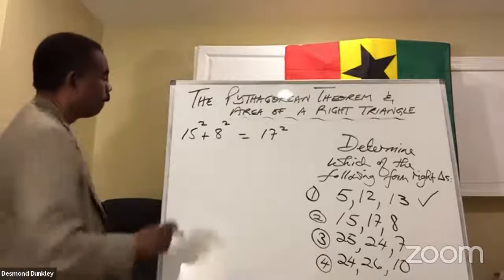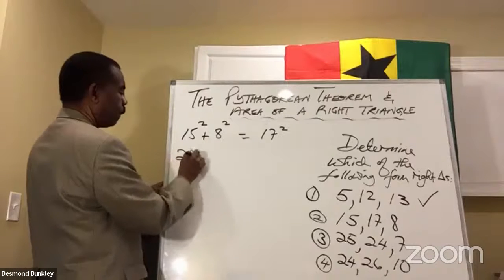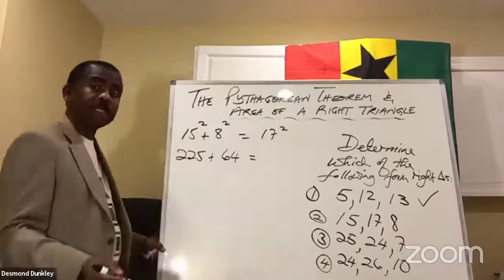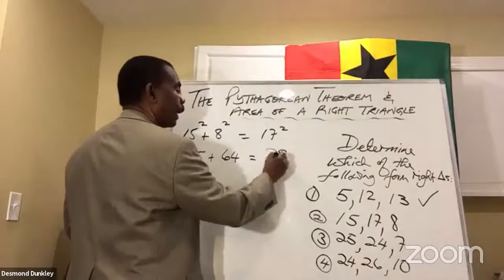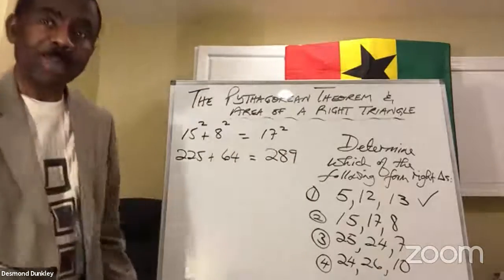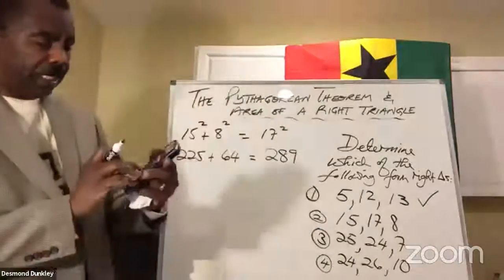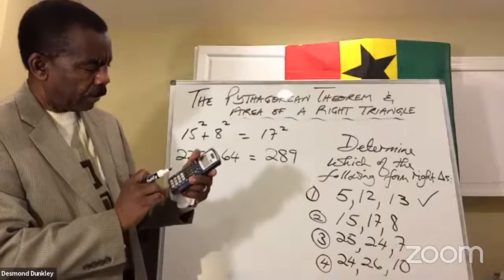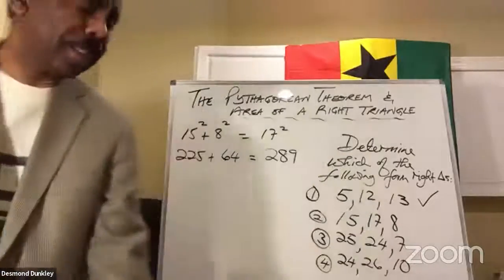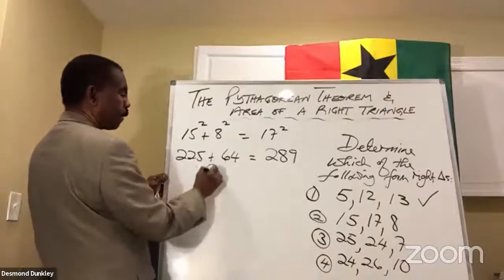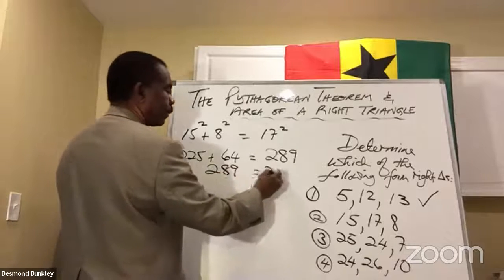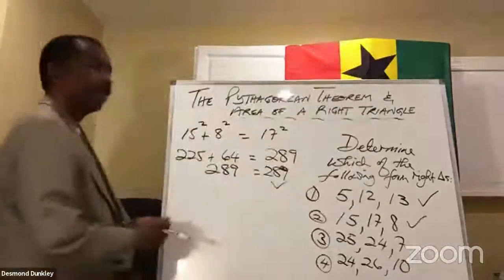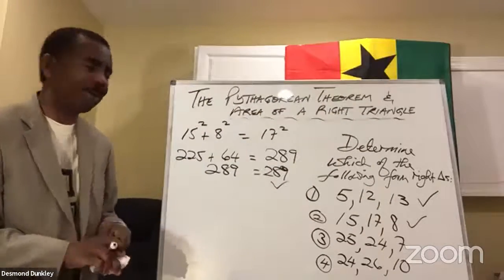Well, let's find out. 15 squared is 225. 8 squared is 64. And 17 squared is actually 289. You can double check if you think I'm guessing. If you put in 17 to the power 2, what do you get? 289. There it is. So 225 plus 64, that's 289. Equal to 289. So yes, this works. Very simple. Once you understand what to do, it becomes simple.